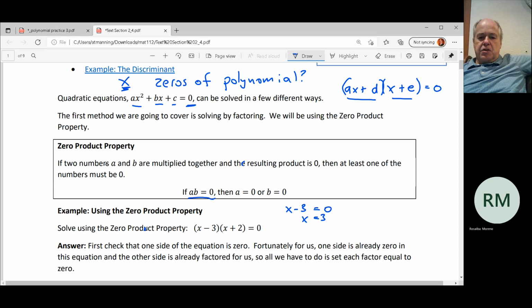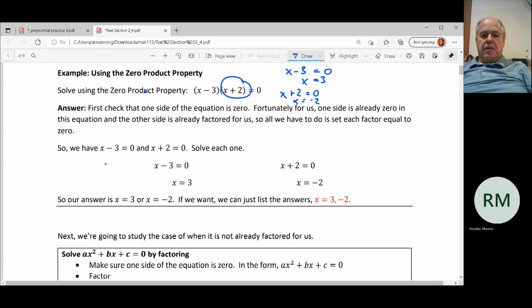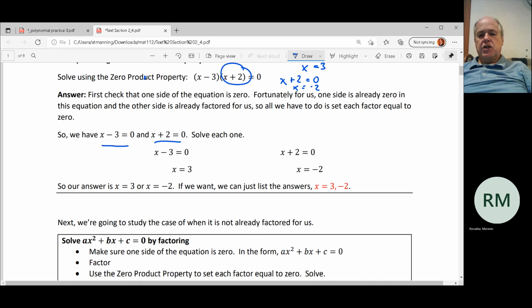Well, another possible solution is when this part is equal to 0. x plus 2 equals 0. Subtract 2 from both sides and I get x equals negative 2. Well, that's what they show in their solution. When one or the other is equal to 0, those are my two possible solutions. And we list it in this way. I typically list it smallest number left to right, but they didn't here in this case.